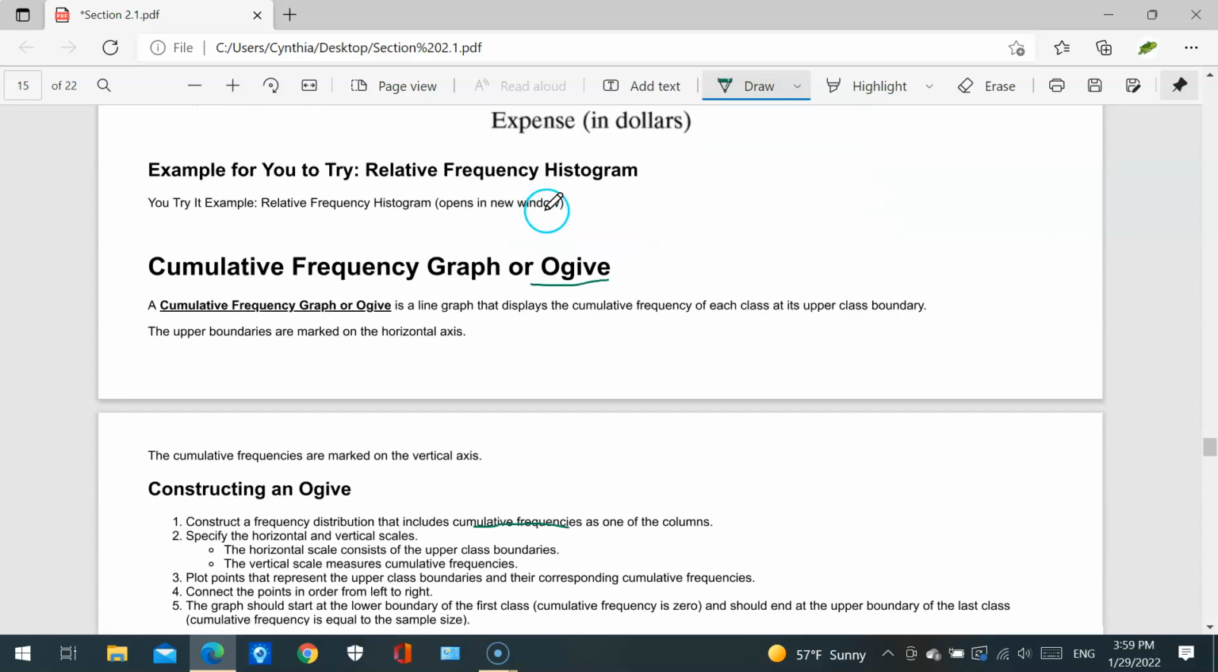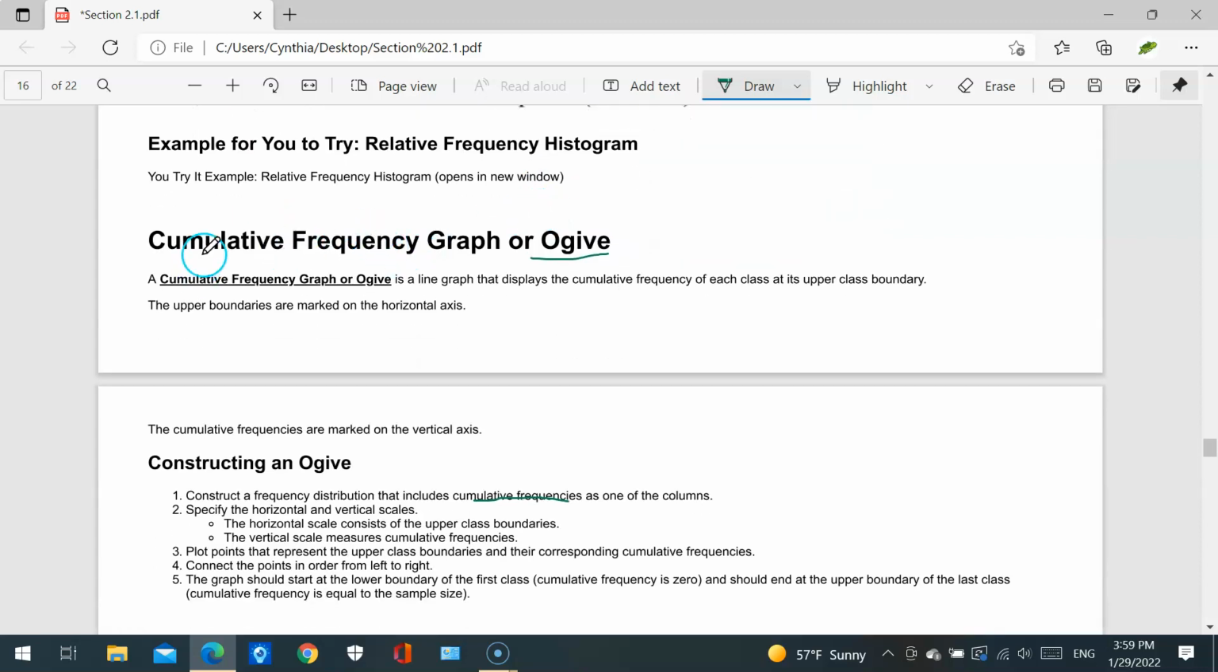Another type of frequency we call cumulative frequency. For cumulative frequency, we take the frequency of that class and add all the previous frequencies. It's just like when we have the final exam, we call it the cumulative exam. Why is that?